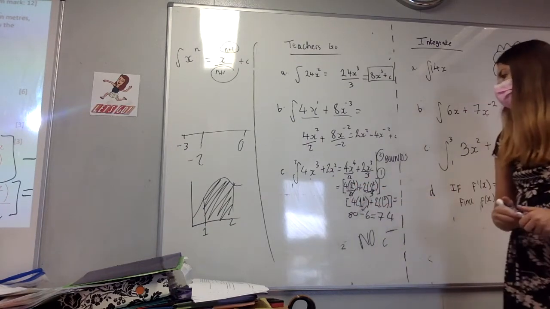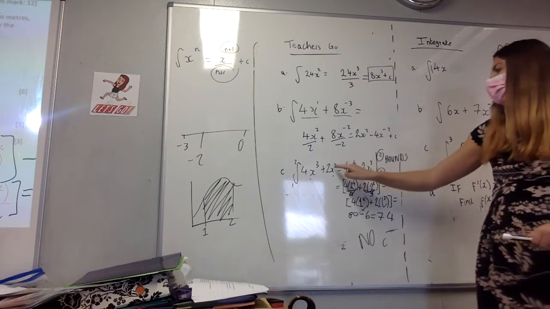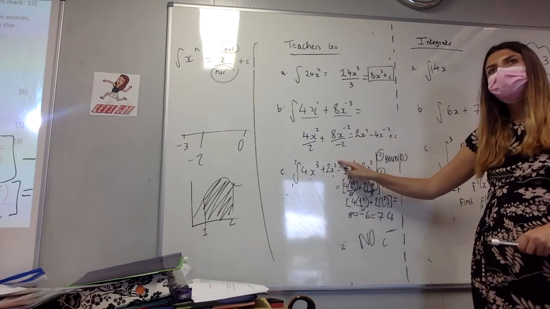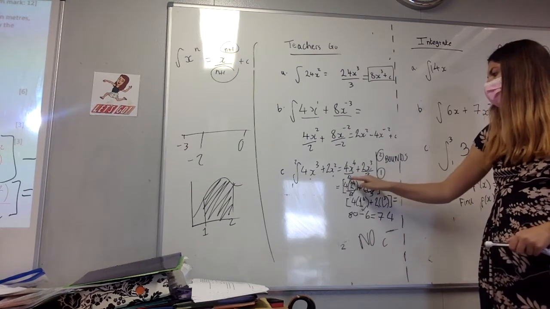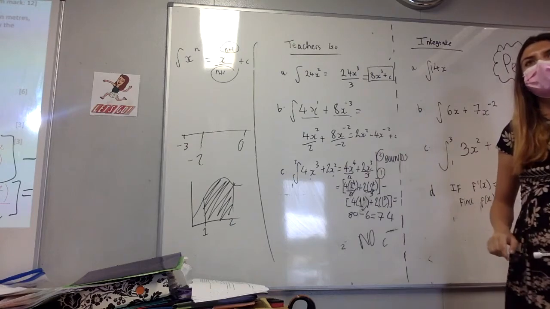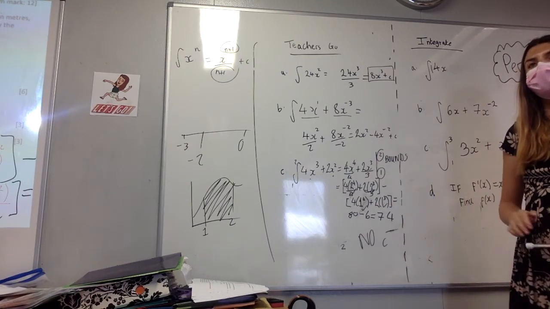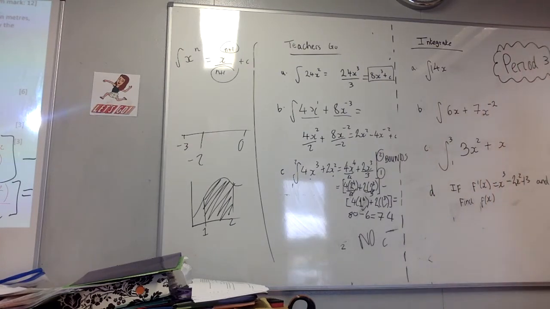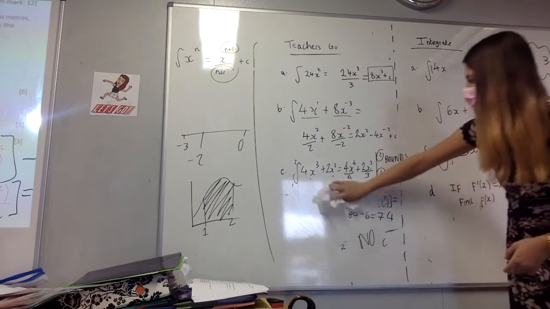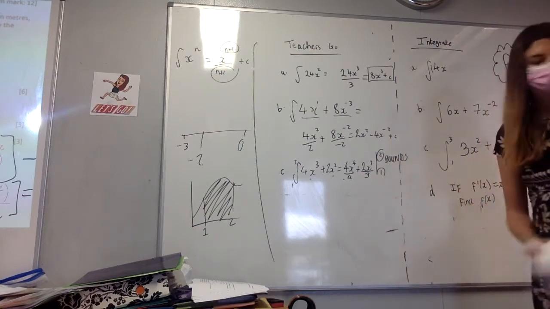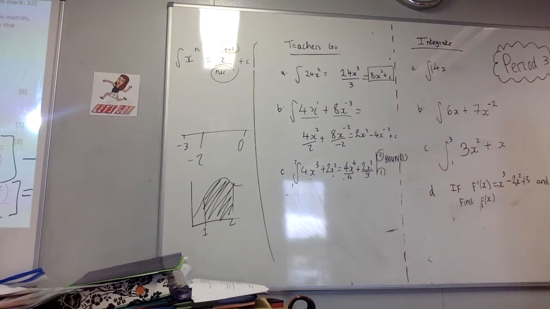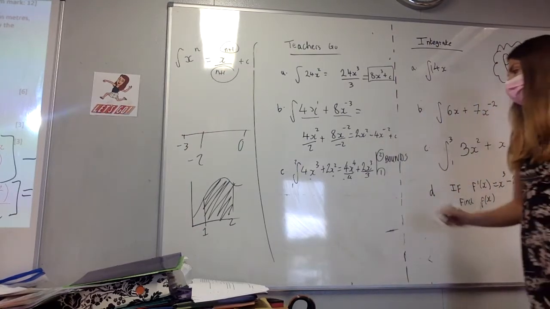Why over 3? Because when you add 1 to the power, you divide by the power. This one stays as a 4, and this one stays as a 3. I might rewrite this. You don't add a C when you are given bounds. Sorry, I'm going to rewrite this because this is confusing. With the bounds, that one should be correct, yeah.